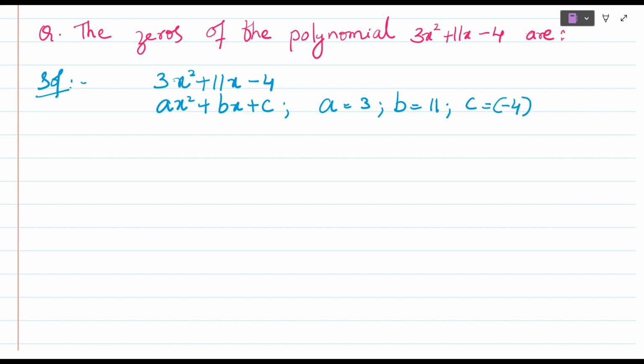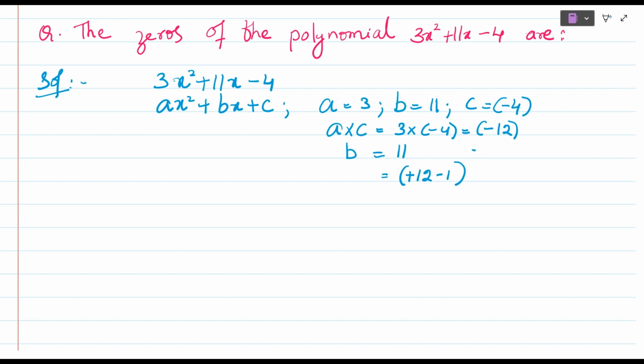Now what we have to do, a into c, that is equal to 3 into minus 4, that is equal to minus 12. See, the product of a and c is minus 12, and we know the value of b is equal to 11. So you have to split this 11 in such a way that you must have the factors of minus 12. So 12 and 1 are the factors now.